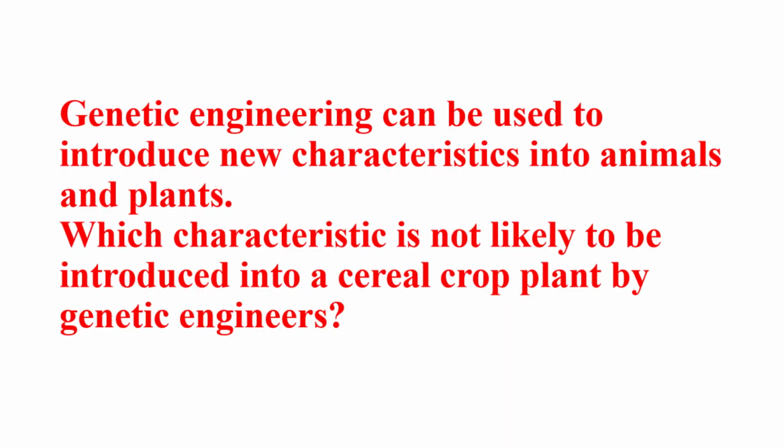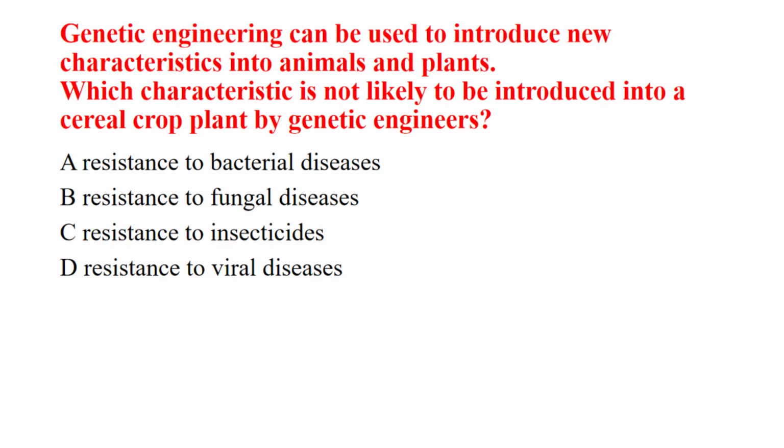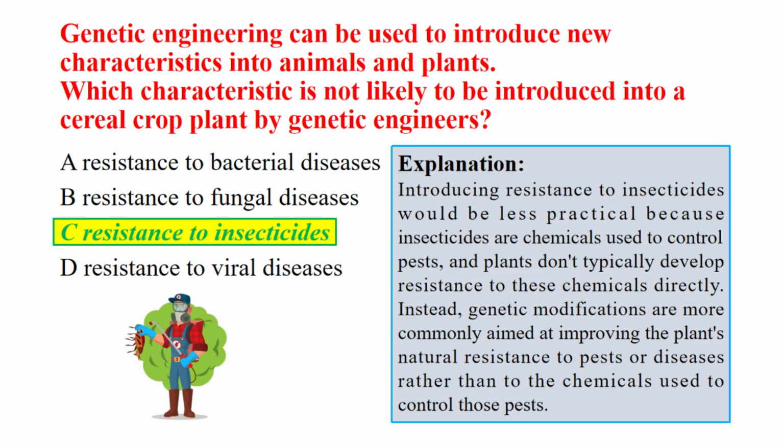The next question is about genetic engineering, the modification of cereal crops. Let's explore a question about the kinds of traits that can be introduced into these crops. Ready? Let's get started. Which characteristic is not likely to be introduced into a cereal crop plant by genetic engineers? Here are your options. A. Resistance to bacterial diseases. B. Resistance to fungal diseases. C. Resistance to insecticides. D. Resistance to viral diseases. So, which of these characteristics is least likely to be introduced into a cereal crop? The answer is C. Resistance to insecticides.